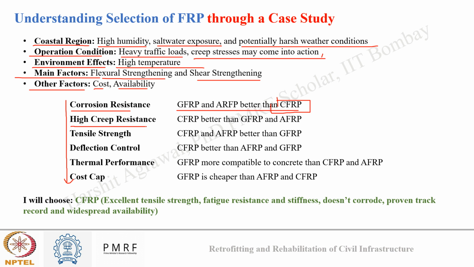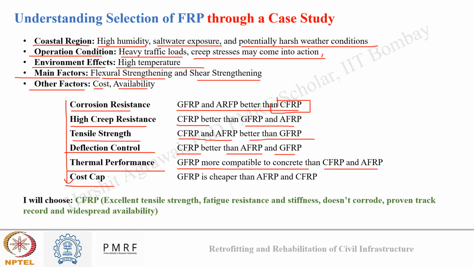If I talk about high creep resistance, then CFRP is better than glass fiber and aramid fiber. In tensile strength also, CFRP and AFRP would be better than glass fiber. In deflection control also, since CFRP is very stiff, it is better than glass fiber and aramid fiber. In terms of thermal performance, as we checked earlier, glass fiber is more compatible with concrete than CFRP and AFRP. And finally, in terms of cost, glass fiber is cheaper than AFRP and CFRP.